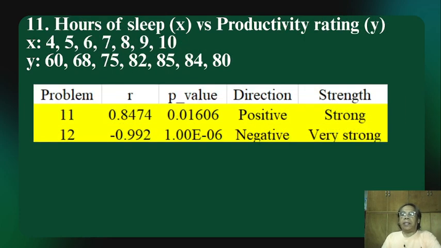Number 11, hours of sleep X versus productivity rating Y. So those are our values of X and Y. And using Excel, R is 0.8474 and our p-value is 0.01606. The direction is positive and then the strength is strong.